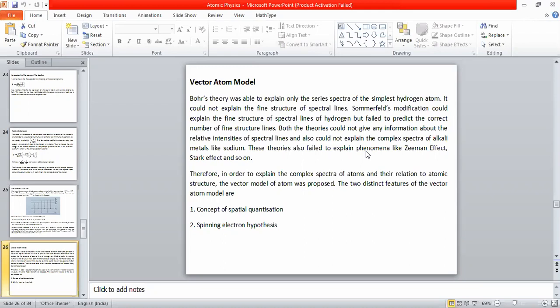And if you go to multi-electron atoms, in the case of multi-electron atoms there are multiple electrons, and how these multiple electrons are arranged in various orbits, there is no explanation by Bohr's theory as well as Sommerfeld's theory.